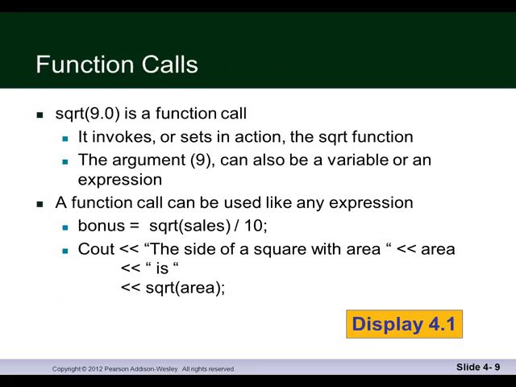So we're going to be calling that function. The square root is here. We're going to pass a parameter to it because it takes only one parameter, and we're going to use it over here. This function is going to return a value for whatever the sales is. It's going to take the square root, divide it by 10, and put it back in the bonus.